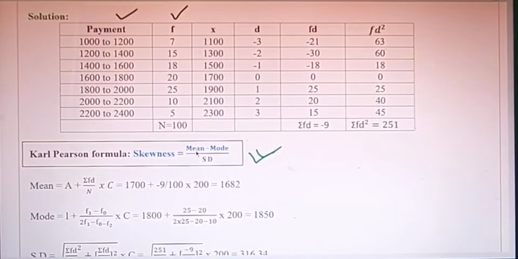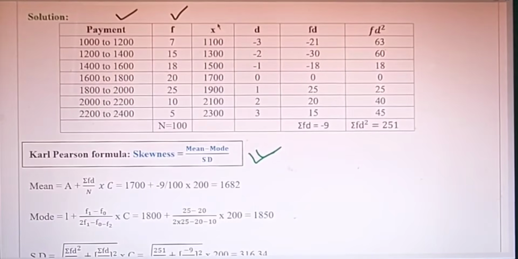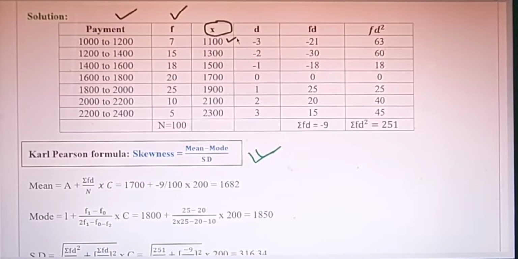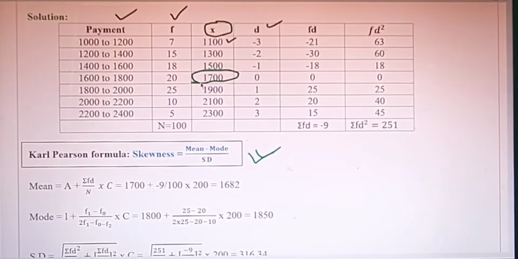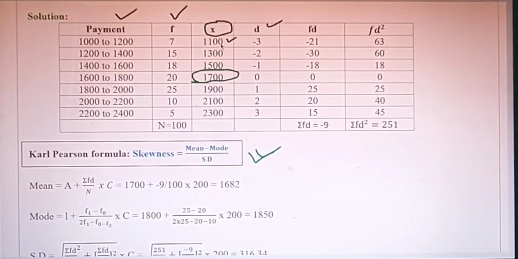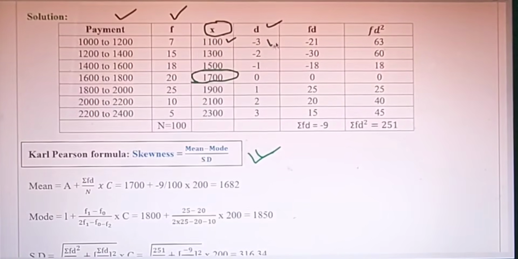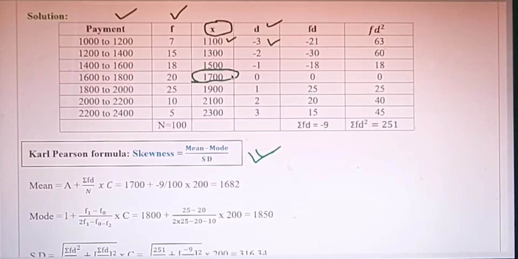So first we will find the mean. To find the mean, again we will take X, the midpoint of the class, like 1000 to 1200, the midpoint is 1100, like that. Then find D, that means you have to take one assumed mean, like the middle number. You can take this one, 1700, I have taken this one. So 1100 minus 1700 divided by class size. Class size here is 200. When you divide that, you get minus 3. Similarly, when you subtract 1700 from 1300 and divide by the class size 200, you get minus 2. Similarly you will get all these figures.